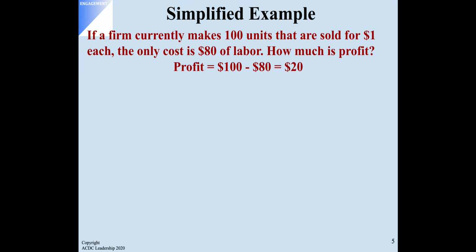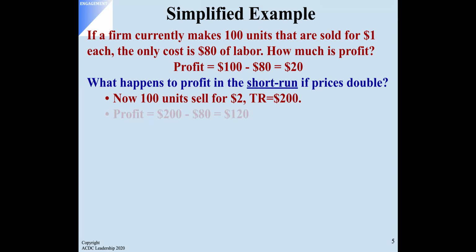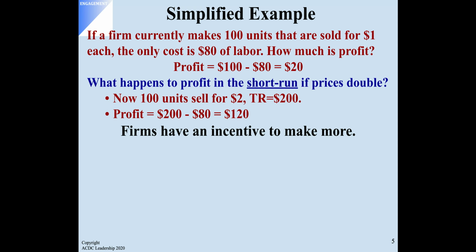Here's an example. If you have a firm that makes 100 units that are sold for $1, and the only cost is $80, how much is the profit? Well, the profit is $100 minus 80 equals 20. What happens to profit in the short run if prices double? Well, now 100 units are going to sell for $2, so the total revenue is $200. Therefore, the profit is $120. Firms now have an incentive to make more.